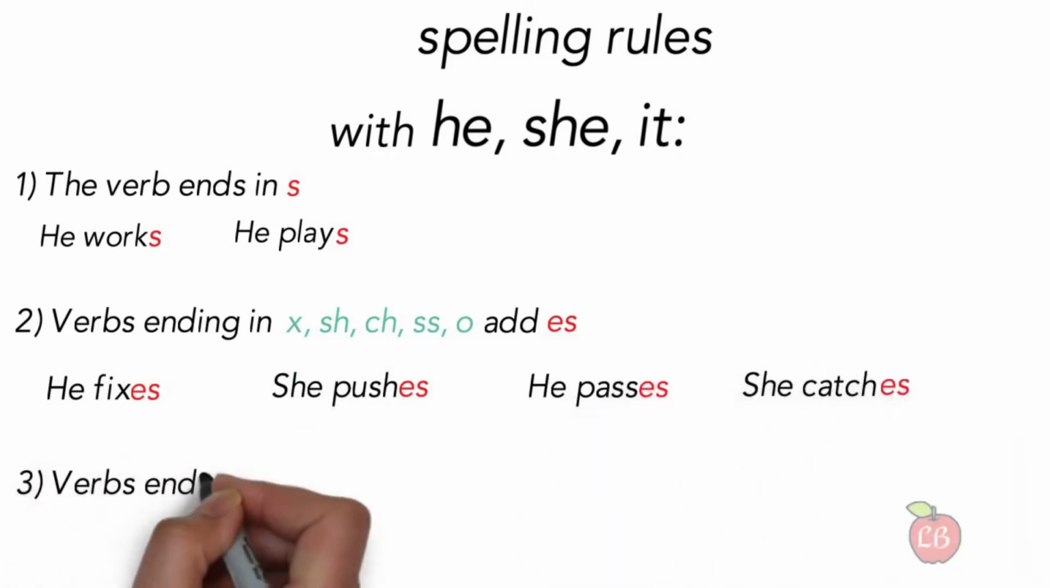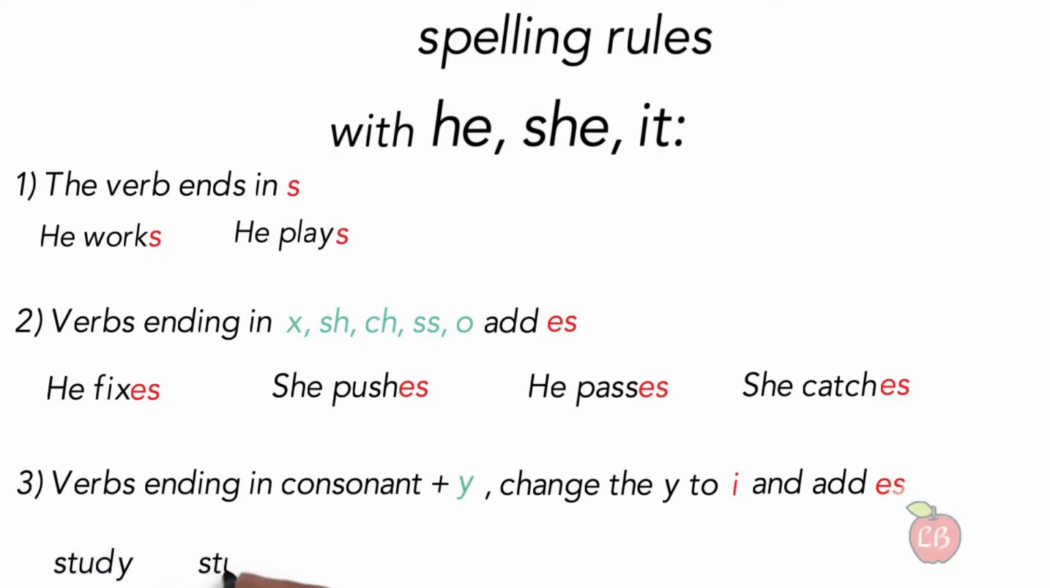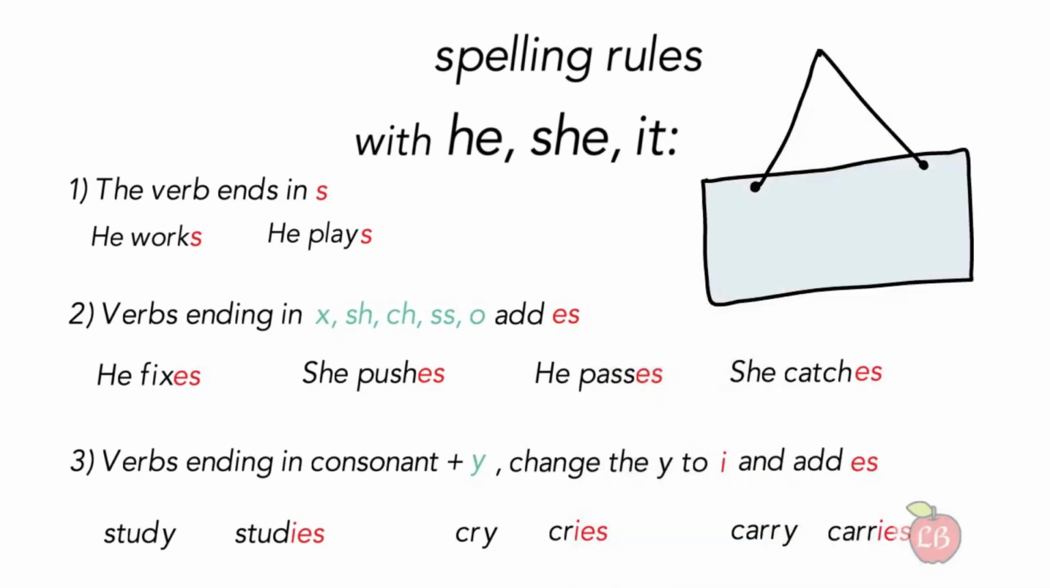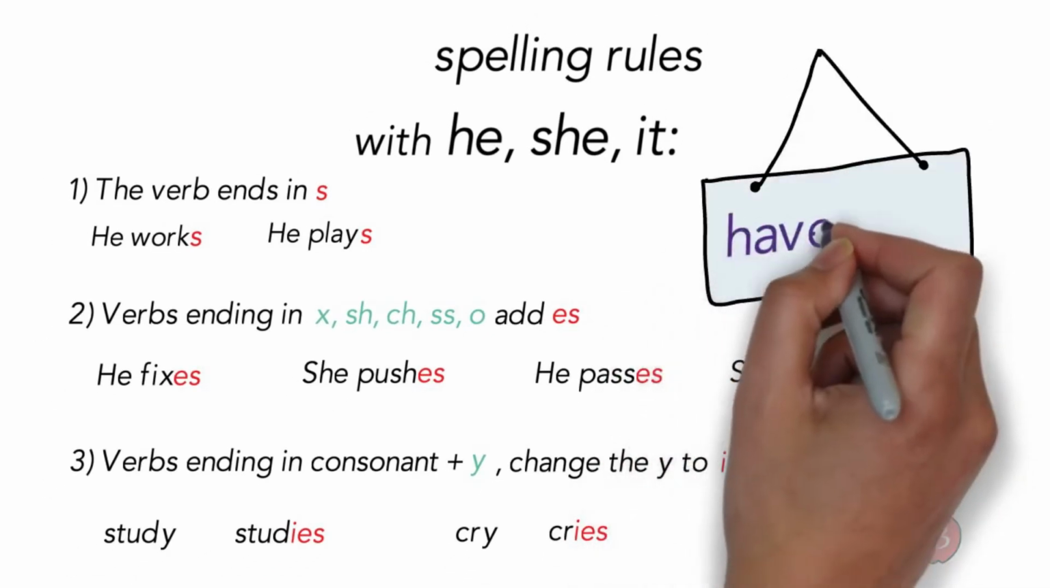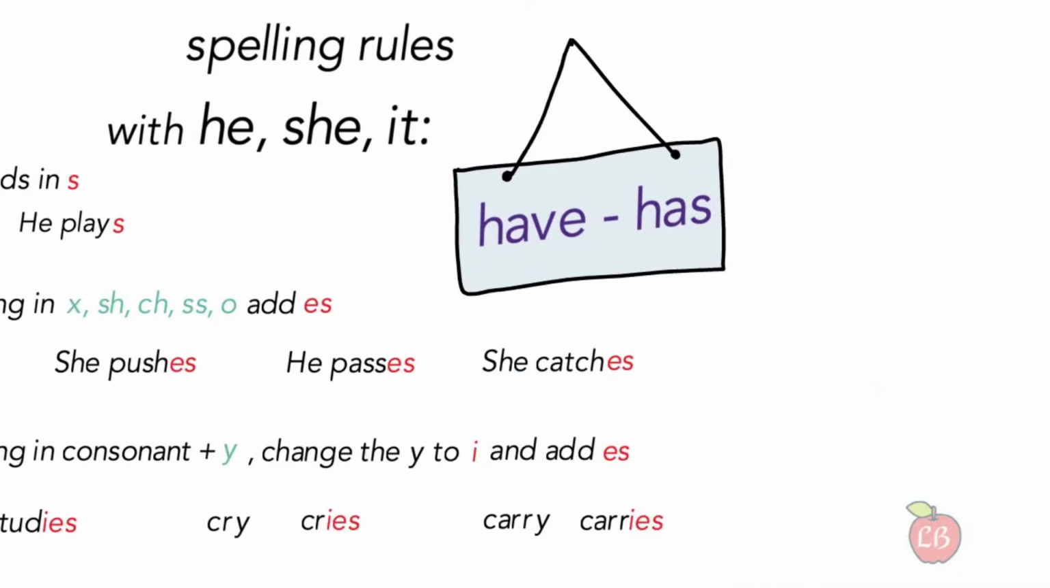Rule number 3, verbs ending in consonant plus y, we change the y to i and add es. Study, studies, cry, cries, carry, carries. And before we move on, one extra comment here: the verb have is irregular. So it changes to has. I have breakfast, she has breakfast.